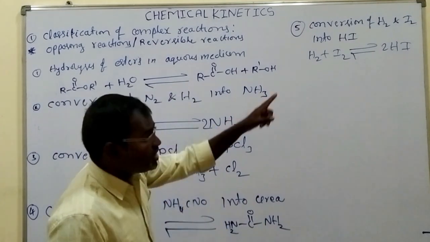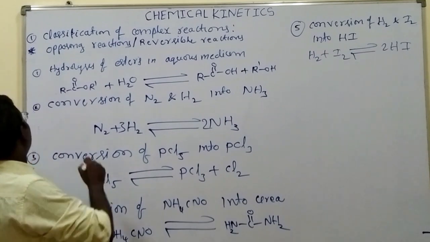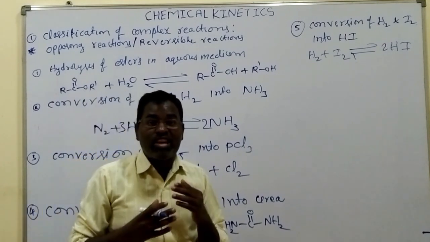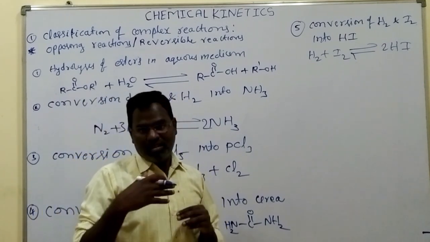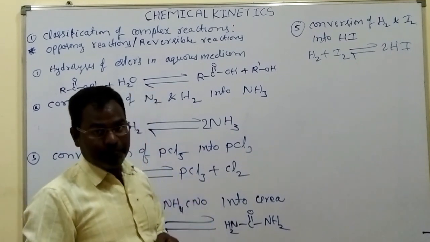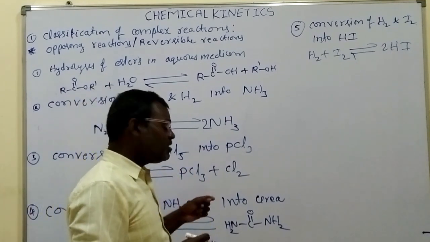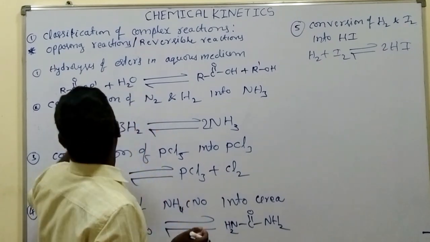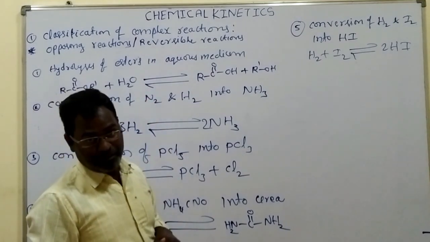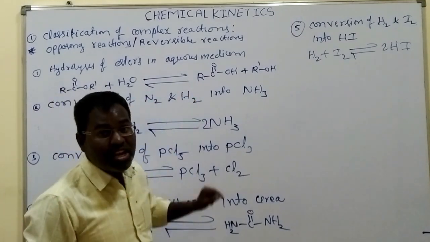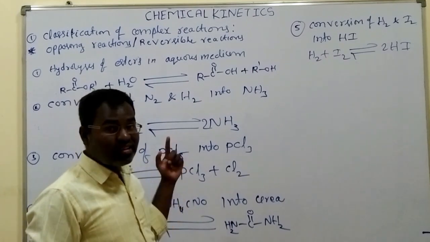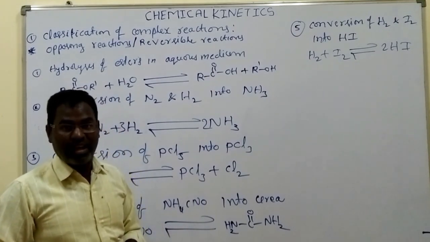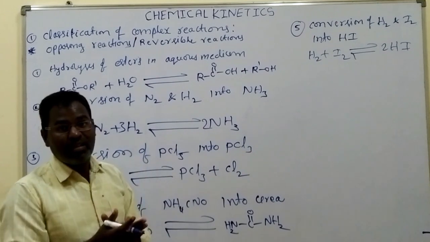If we observe the 5 reactions, among them, in the last 4 cases, the chemical equilibrium generally shifts towards the product side or right side. Whereas in a few cases, let us take the decomposition of the ester in aqueous medium, the chemical equilibrium remains towards the reactant side. So it will be right side or left side.